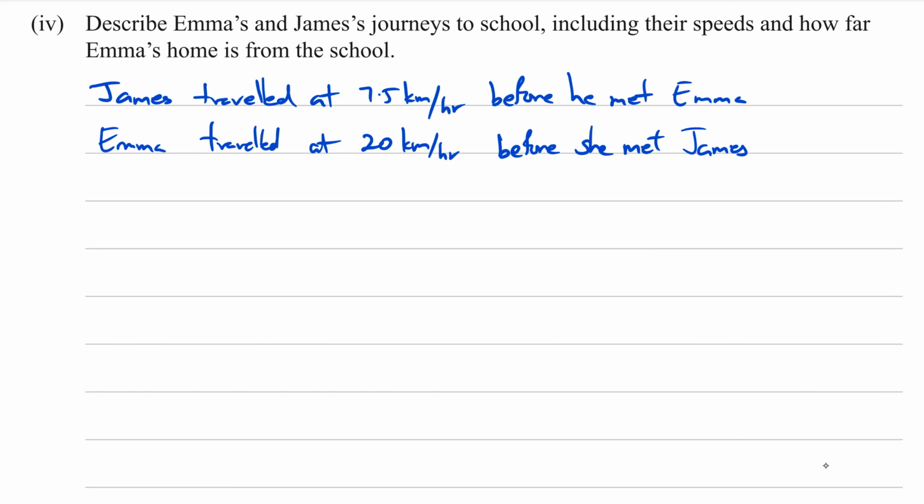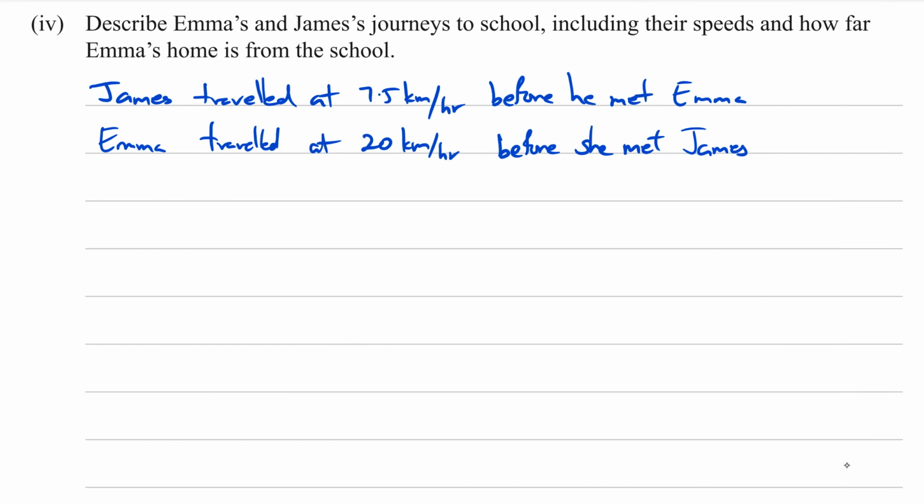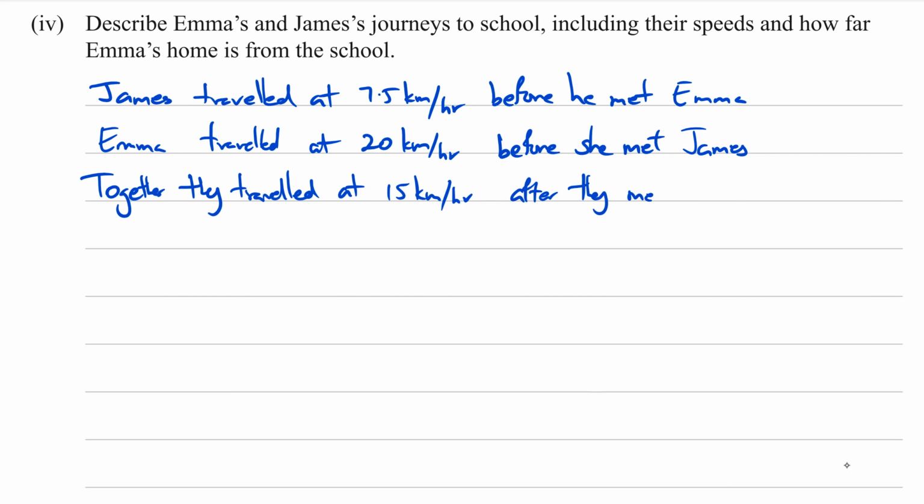Then I think they traveled at 0.75 together, was it? Or 0.25. Yeah, I think it was 0.25 when they traveled together. So 0.25 times 60 gives us 15 kilometers per hour. So we can say together they traveled at 15 kilometers per hour after they met to the school.